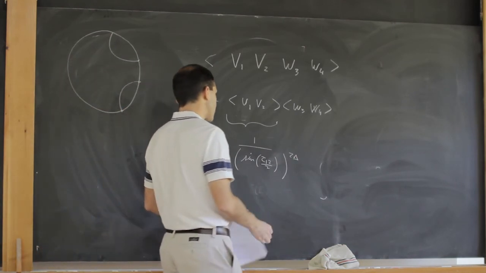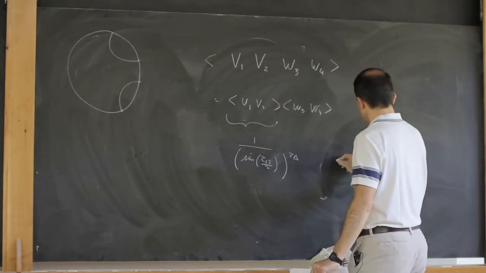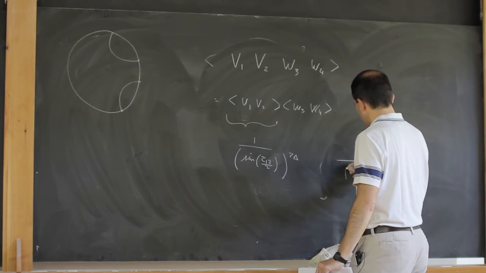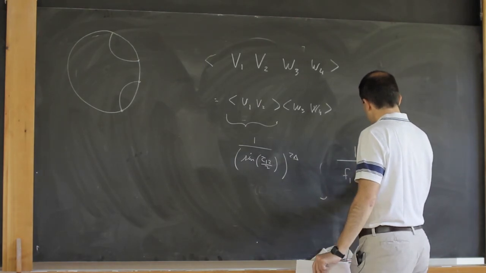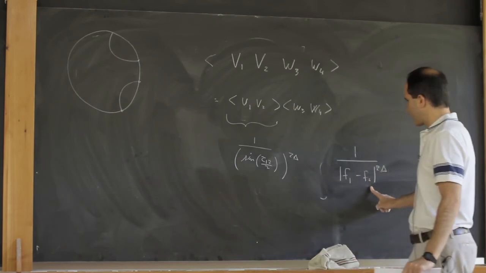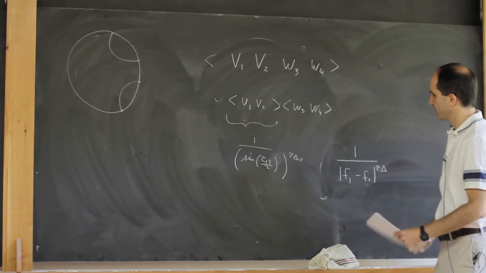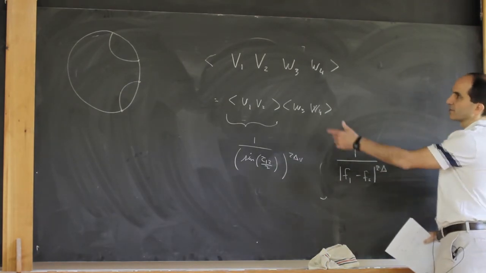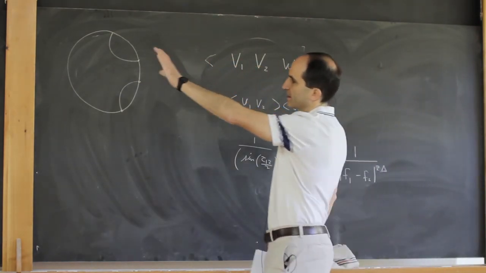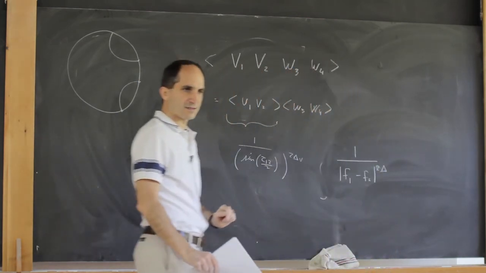And this is simply the result of taking something that looks like F1 minus F2 to the 2 delta. So that would be the zero temperature calculation, with delta the dimension of the operator V. And then we do the transformation with the tangent that we discussed before, that I erased, and then you get this expression.